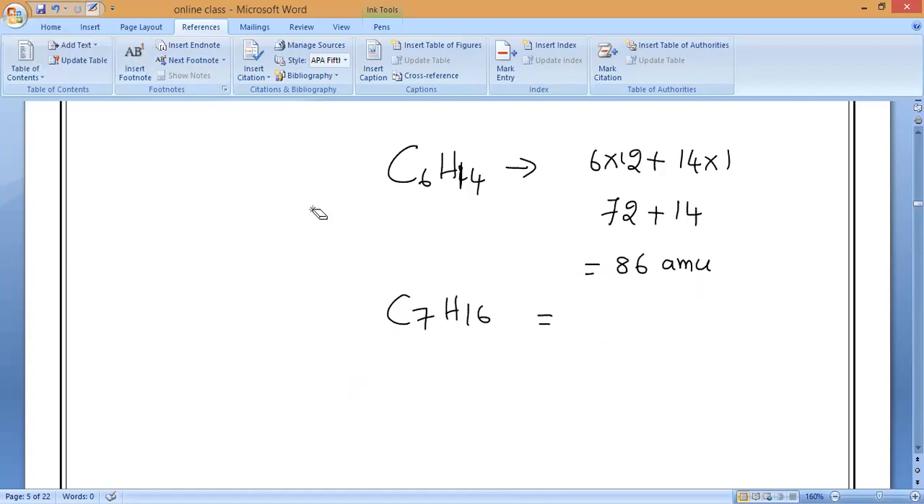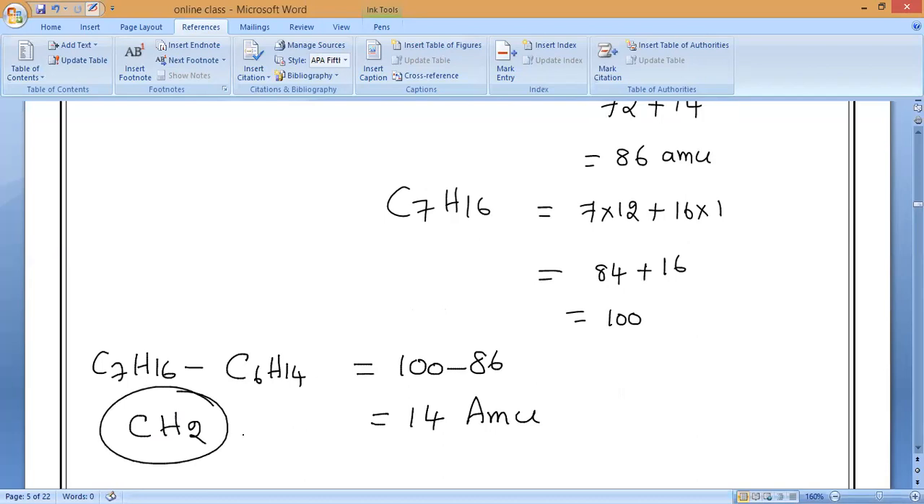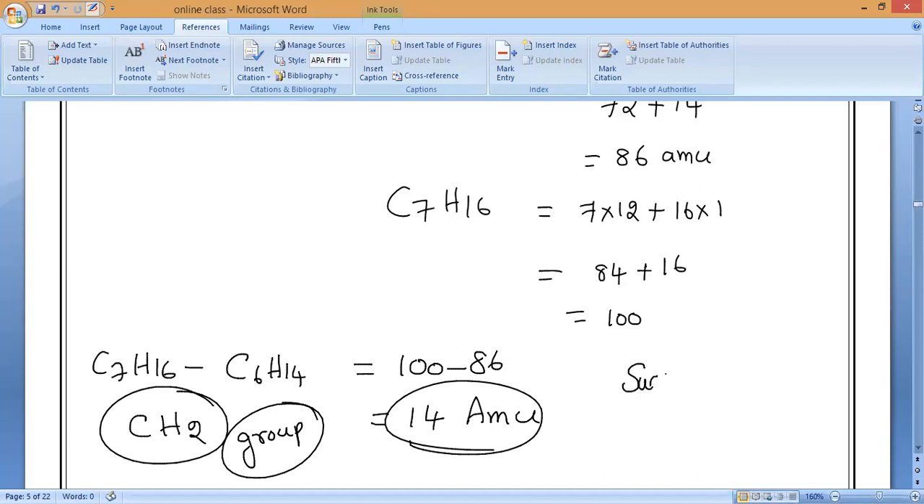You can write neatly. The number of carbons is 7, so 7 into 12 is 84. Next, 16 into 1 is 16. So 84 plus 16 equals 100. Now check the difference: 100 minus 86, how much? C6H14 is 86, and C7H16 is 100. 100 minus 86 is 14. And the number of carbons? One carbon, two hydrogens, so the CH2 group, and the mass differs by 14. Any two successive compounds you take, the same thing will happen.